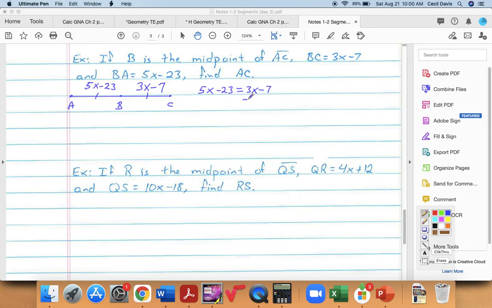So again, I always move the x's around first when I'm solving a linear equation. So that's 2x minus 23 is equal to negative 7. I'll add 23 to both sides.